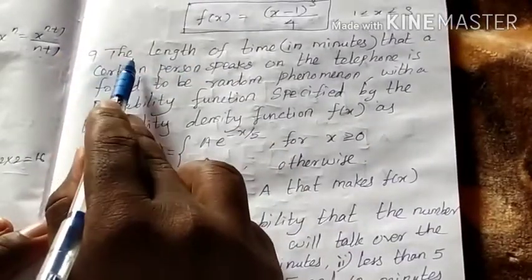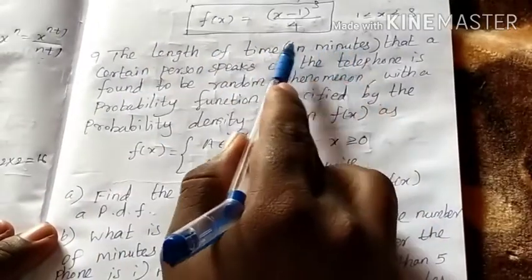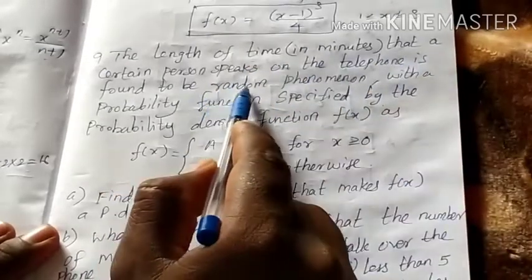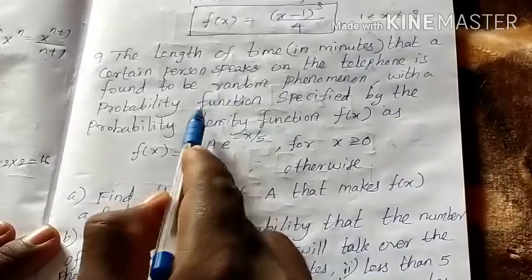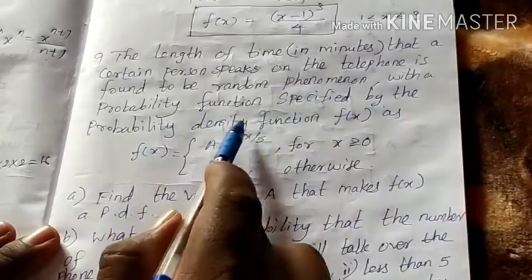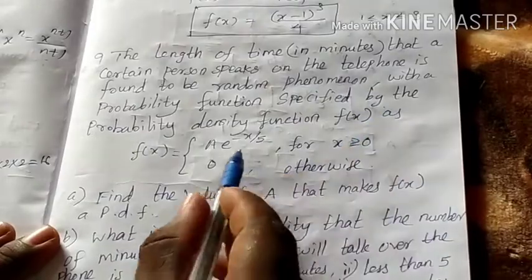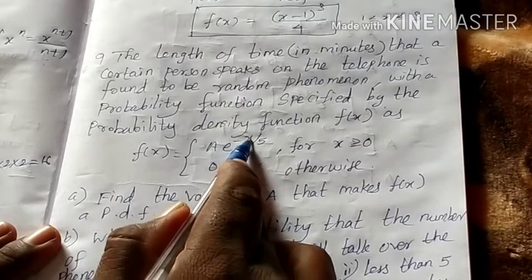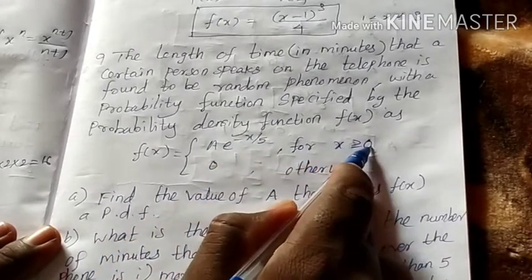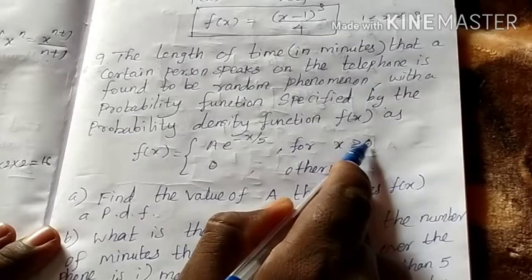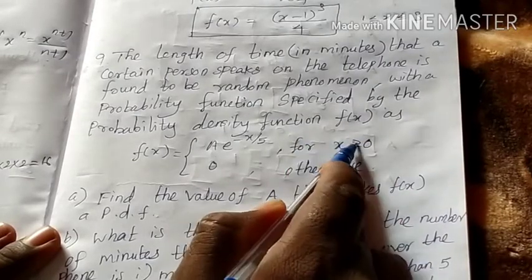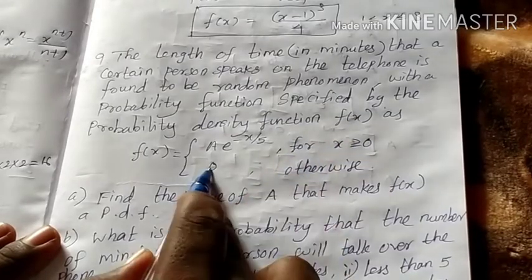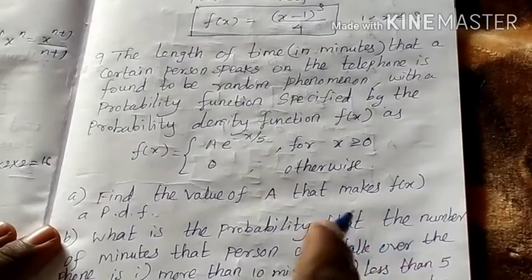Next, ninth question. The length of time in minutes that a certain person speaks on the telephone is found to be a random phenomenon with a probability function specified by the probability density function small f of x, given as a into e power minus x by 5 for x greater than or equal to 0. That means the lower limit is 0, the upper limit is not defined. Otherwise, the function is 0. This is your question.